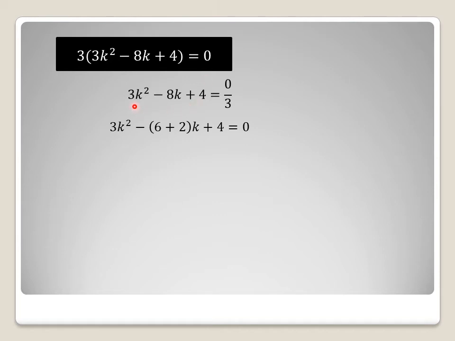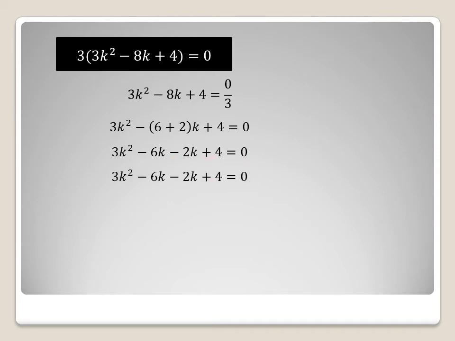Opening the middle term. 3 into 4 is 12 and we have to split the midterm 8 in such a way that we get 12. So 6 into 2 is also 12 and 6 plus 2 is 8. Opening the bracket with a negative sign and multiplying with k, we will get 3k square minus 6k minus 2k plus 4 equals to 0.